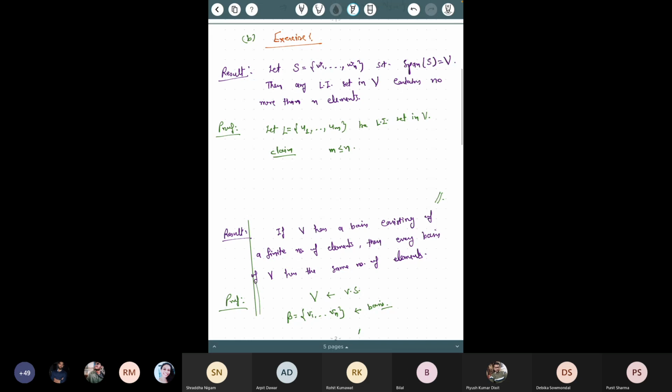For example, how to do this? I'm just giving you the outline here again, because you already know all the ideas. What I'm saying is that we have to prove m should be less than or equal to n. So I will prove it in an algorithmic way, in a step by step manner. In step 1, I will add u1 to S, at the beginning of this S, and the new set I will call S dash.